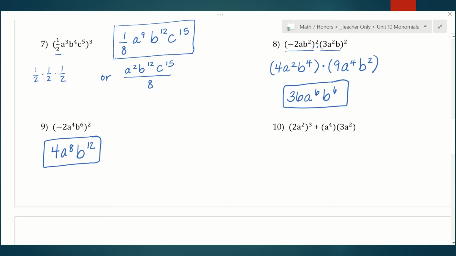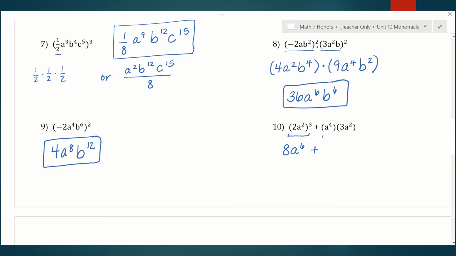In number 10, let's see, we have a couple of operations going on here. So the first monomial I have, 2a squared, is being raised to the third power, so there's an exponent. Then I have addition, and then these last two monomials are being multiplied together. So out of those three operations, the order that we're going to do is exponents, then multiplication, and then addition. Okay, so let's take care of the exponent first. So 2a squared to the third power. We take our coefficient of 2 and we raise it to the third power. So 2 times 2 times 2 is 8. And a squared to the third power is a to the sixth.